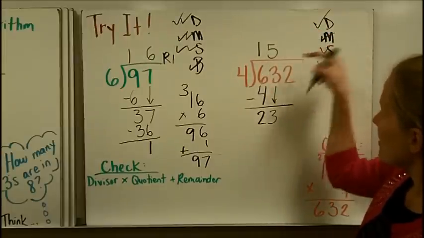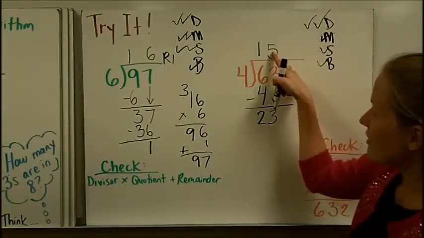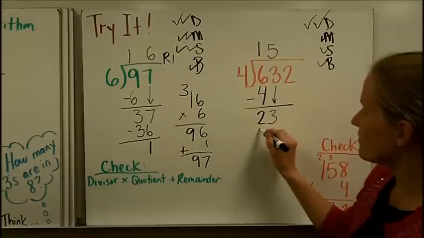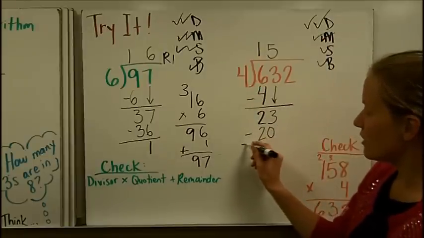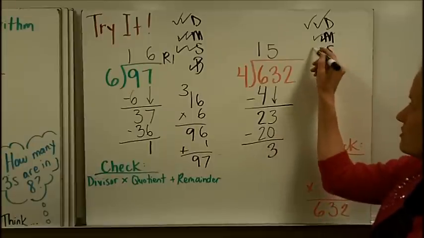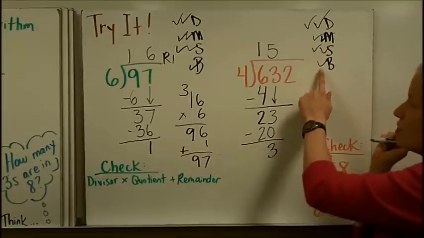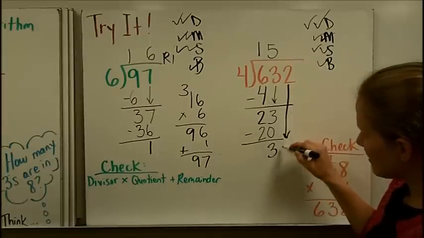So I just divided a second time. Now I'm going to multiply. 5 times 4 makes 20. Now I'm going to subtract. 23 minus 20 would just be 3. Now I have to bring down the next number, which is a 2. Bring it all the way down here.